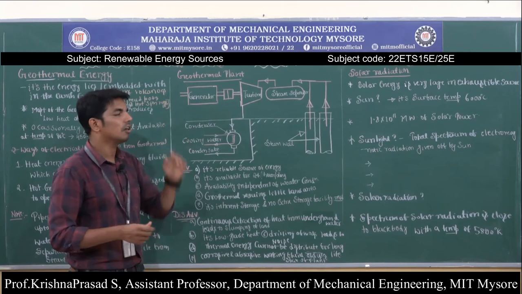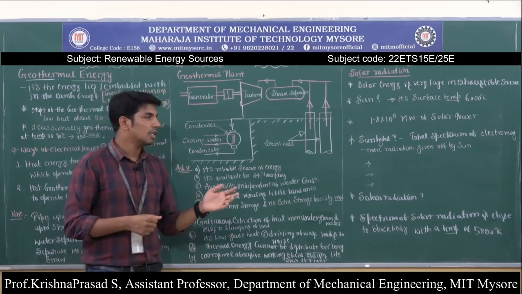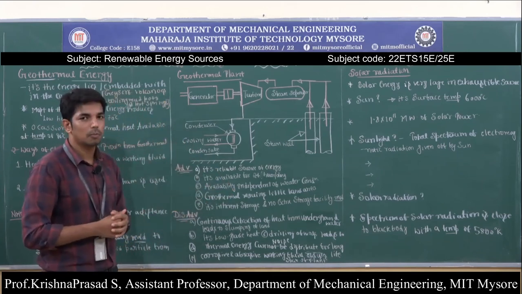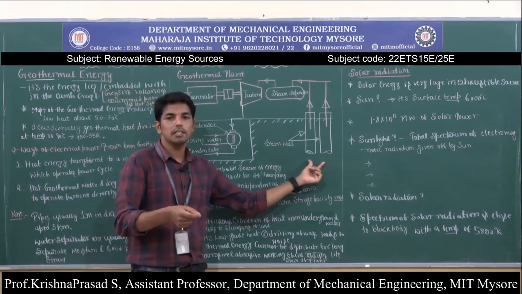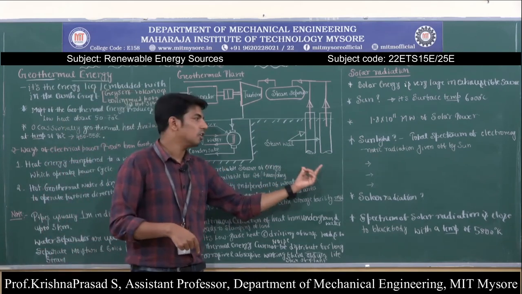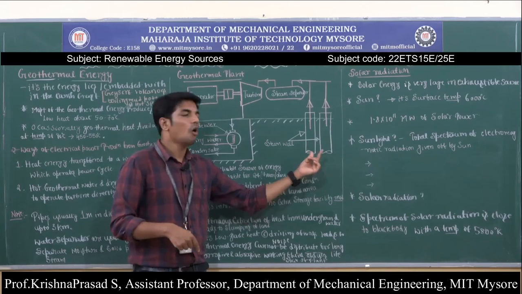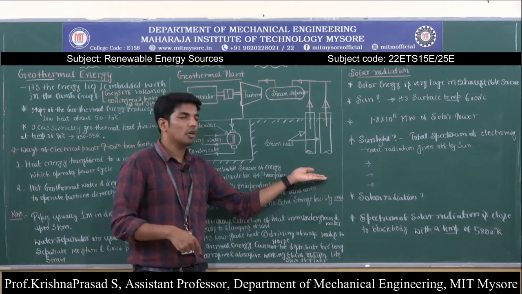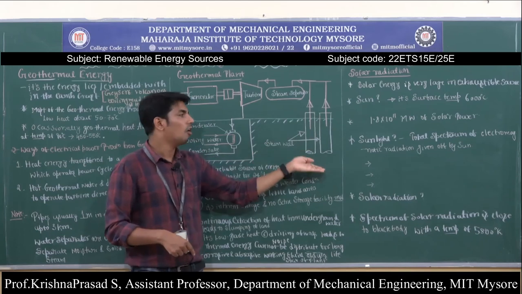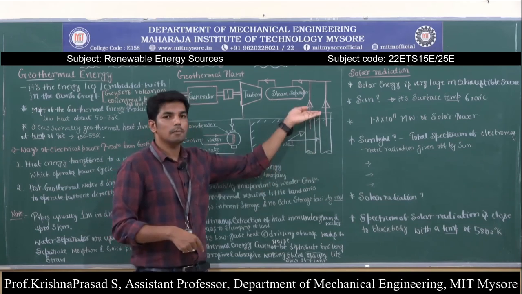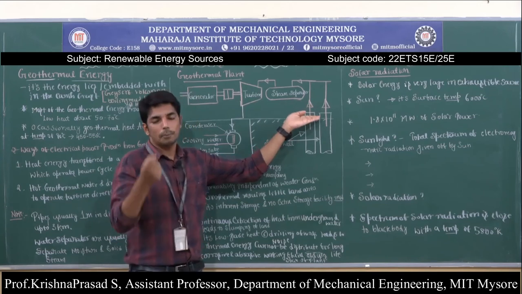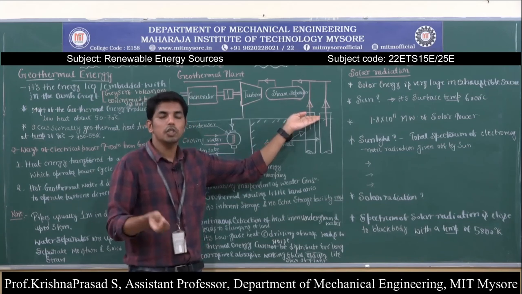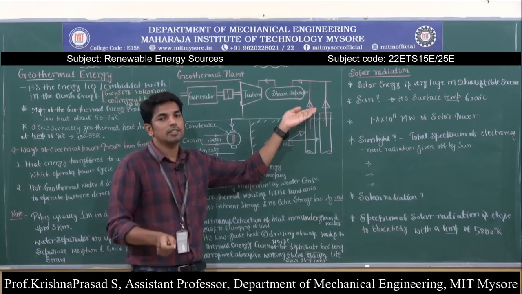So this is the working of a geothermal power plant. I repeat, what happens inside the geothermal power plant? Here the wells are drilled 1 or 2 miles below the earth's crust in order to pump the hot water from underground to the surface. When the hot water reaches the earth's surface, the pressure drop takes place. Due to the pressure drop, the hot water changes into steam.